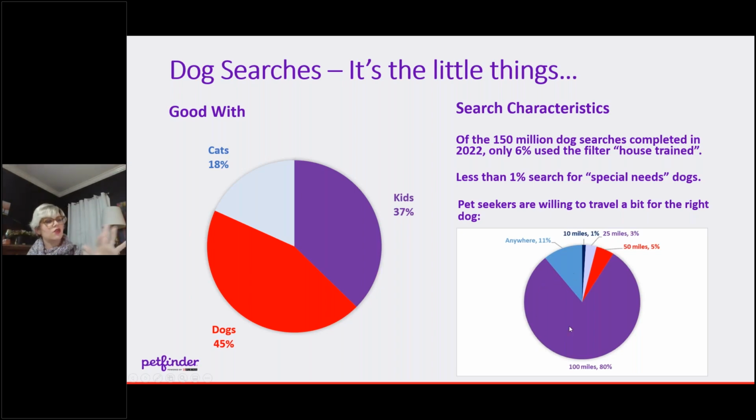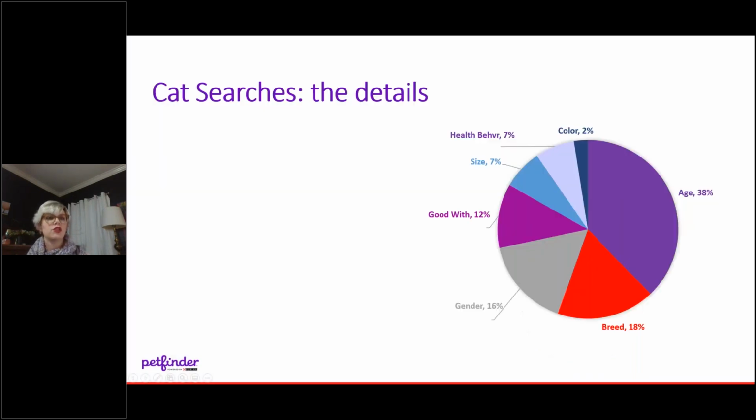This graph over at the bottom right, so the default radius on Petfinder for searches is 100 miles. So 80% of the searches are not changing that default radius. So either we've hit the mark on this one, or they're not noticing the radius, or they're not really concerned at this point in their search activity. We just see a little bit of interest on anywhere and a little bit of collective interest on less than 100 miles.